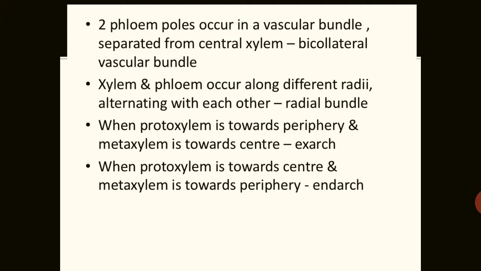In the radial vascular bundle, the xylem and phloem occur along differentiated radii, alternating with each other: one xylem, then one phloem, then one xylem, then one phloem. When protoxylem is towards the periphery and metaxylem, the mature, full-size xylem, is towards the center, the condition is exarch. When protoxylem is towards the center and metaxylem towards the periphery, the condition is known as endarch. So there are two conditions, exarch and endarch.